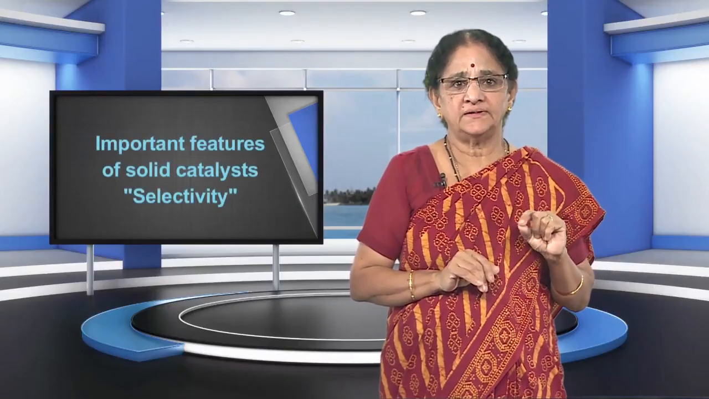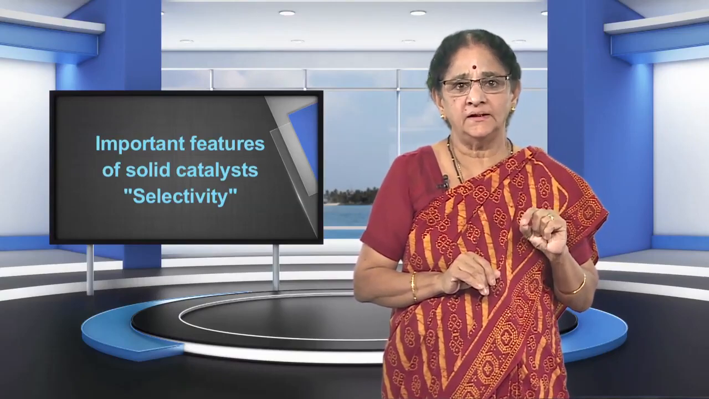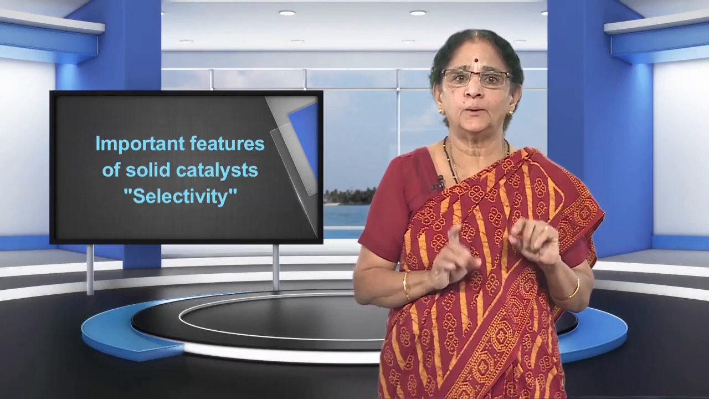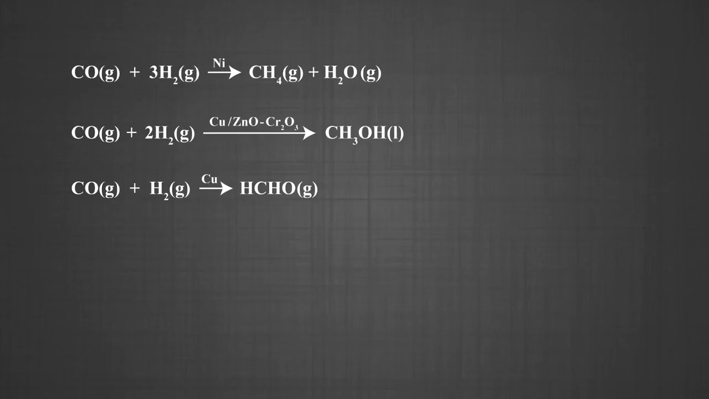The second important feature is selectivity. The selectivity of a catalyst is its ability to direct a reaction to yield a particular product. For example, starting with hydrogen and carbon monoxide and using different catalysts, we get different products. As is evident from these chemical equations, the same reaction yields methane when nickel is used as the catalyst, methanol if copper zinc oxide is used, and formaldehyde when copper is used as the catalyst.